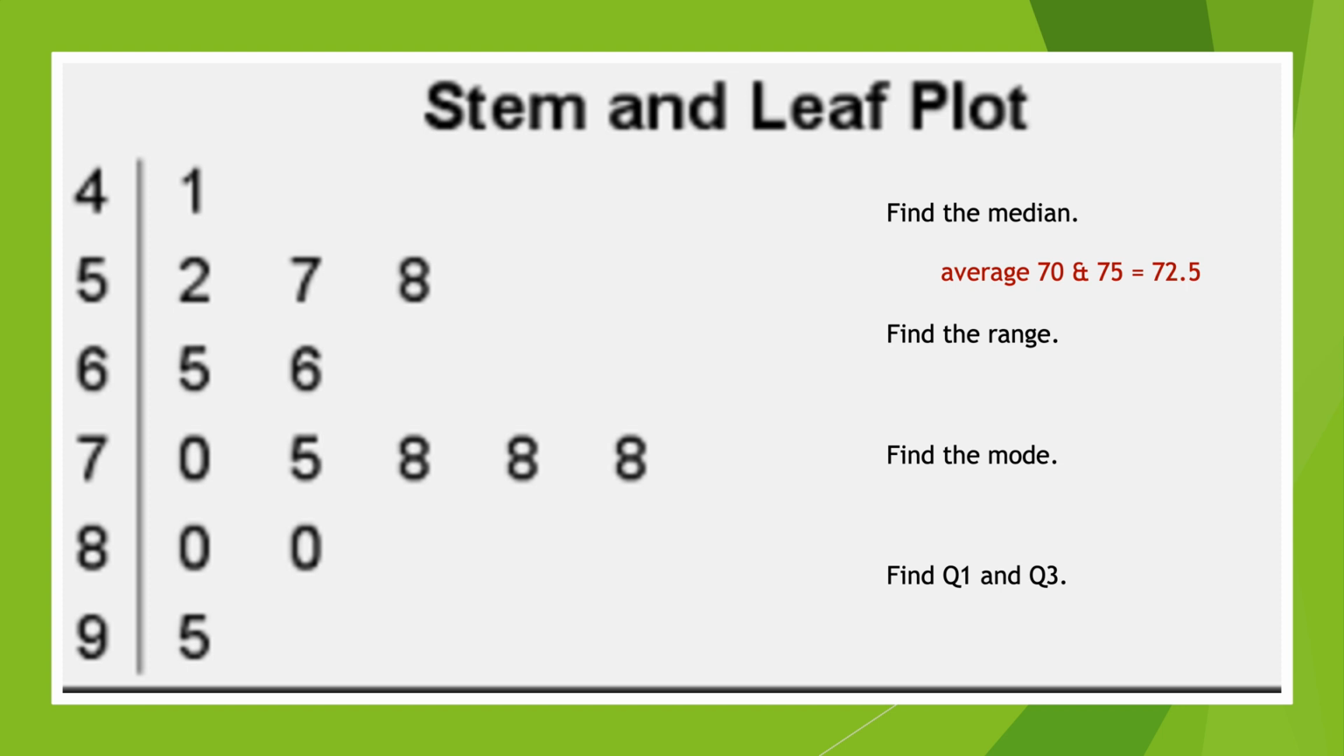The range is the highest minus lowest, which would be 95 minus 41, which is 54. The mode is the most frequent or popular. This time I see 3 8s in a row. 8, 8, 8. So that tells me not 8, but 78. See, these are zeros, but they're not all the same. It's 70 and 80, 80. Okay, so 78 is the mode.